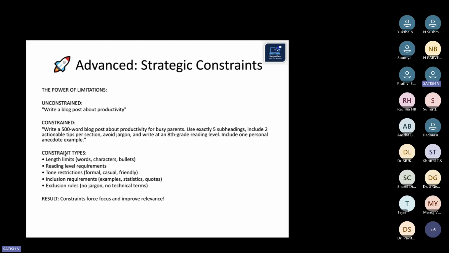As you can see here, the constraint types are length limits, then reading level requirements, then tone restrictions, then inclusion requirements, and exclusion rules. No jargon, as in slang. We use regular slang in English, Indian English, right? Those kinds of things can be avoided. So this is also one of the best prompting techniques: using strategic constraints.